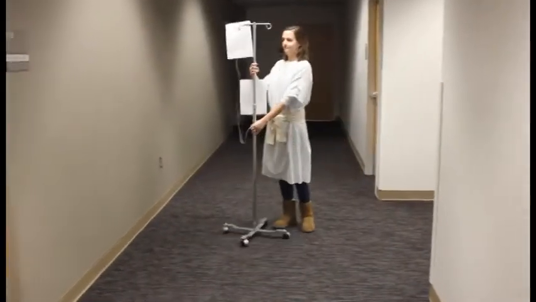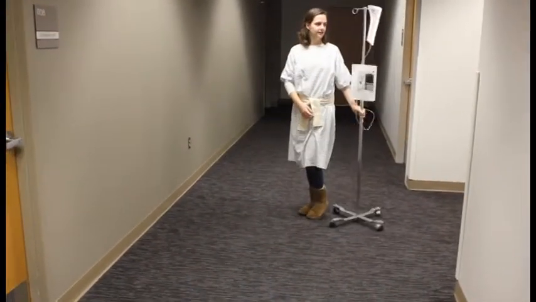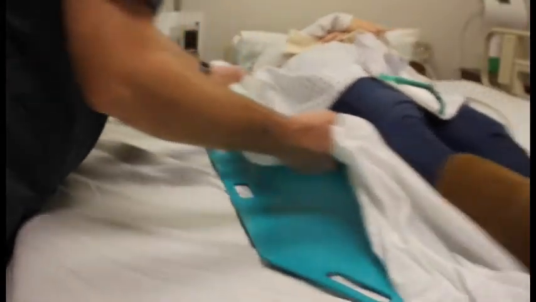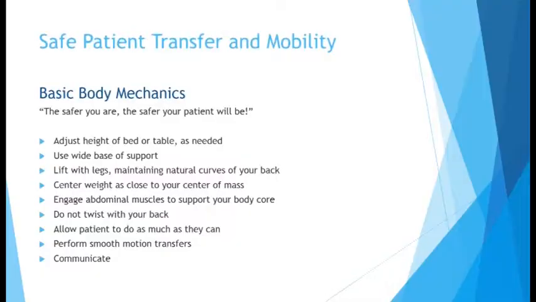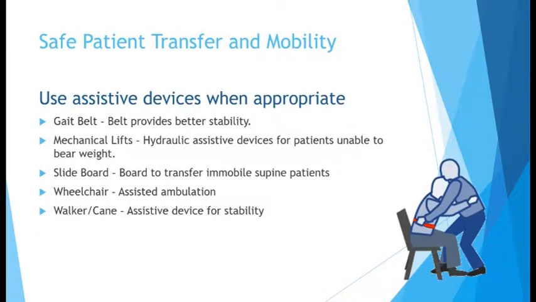Allow patient to do as much as they can. Perform smooth motion transfers and communicate. Use assistive devices when appropriate. Gait belts. Belts that provide better stability for transfers. Mechanical lifts are hydraulic assistive devices for patients unable to bear weight.